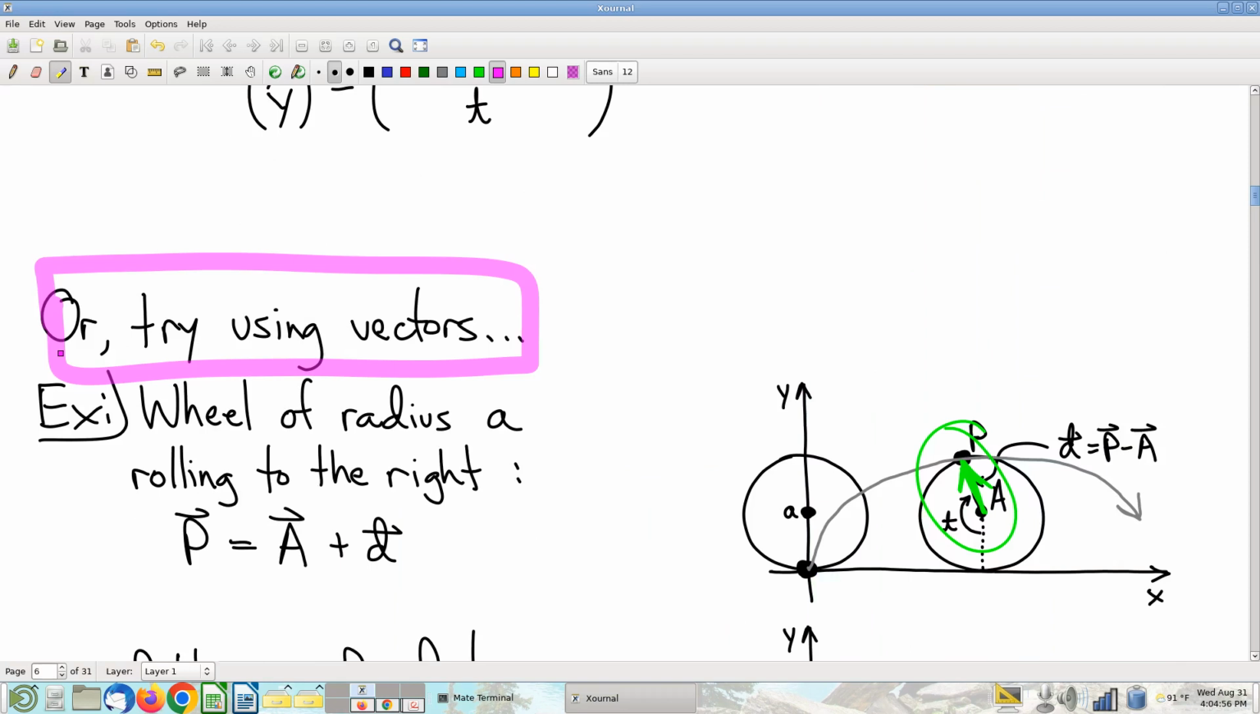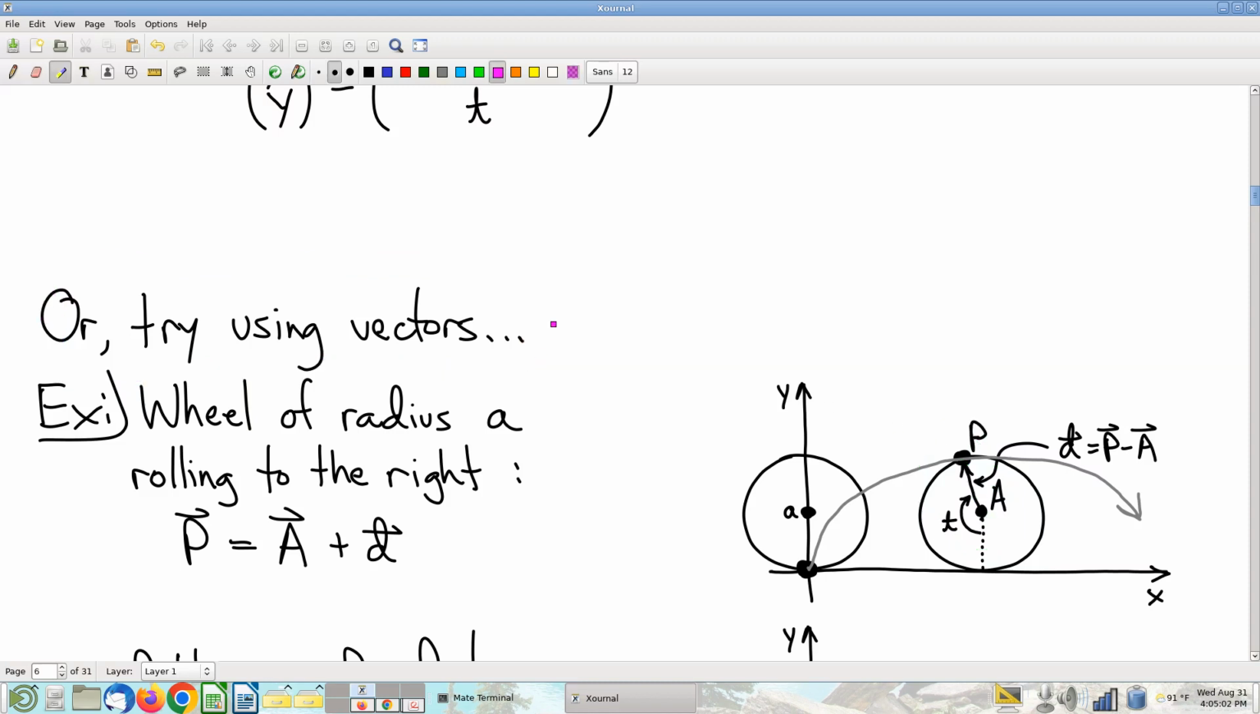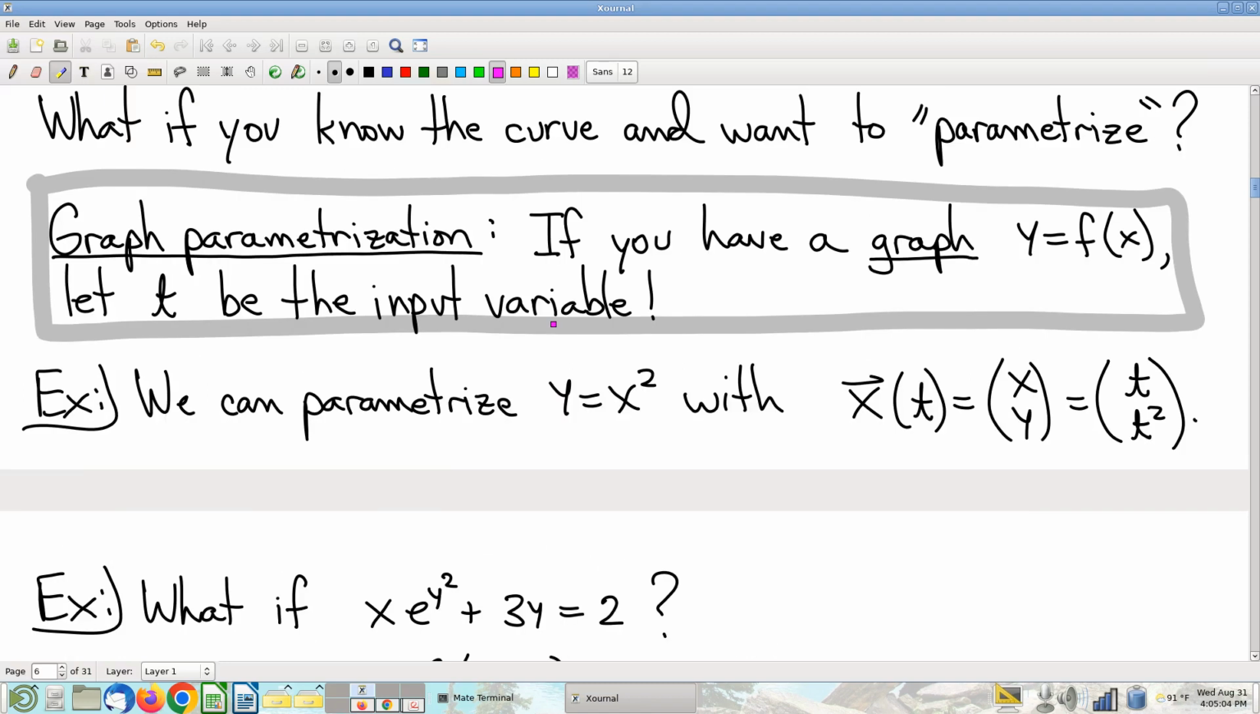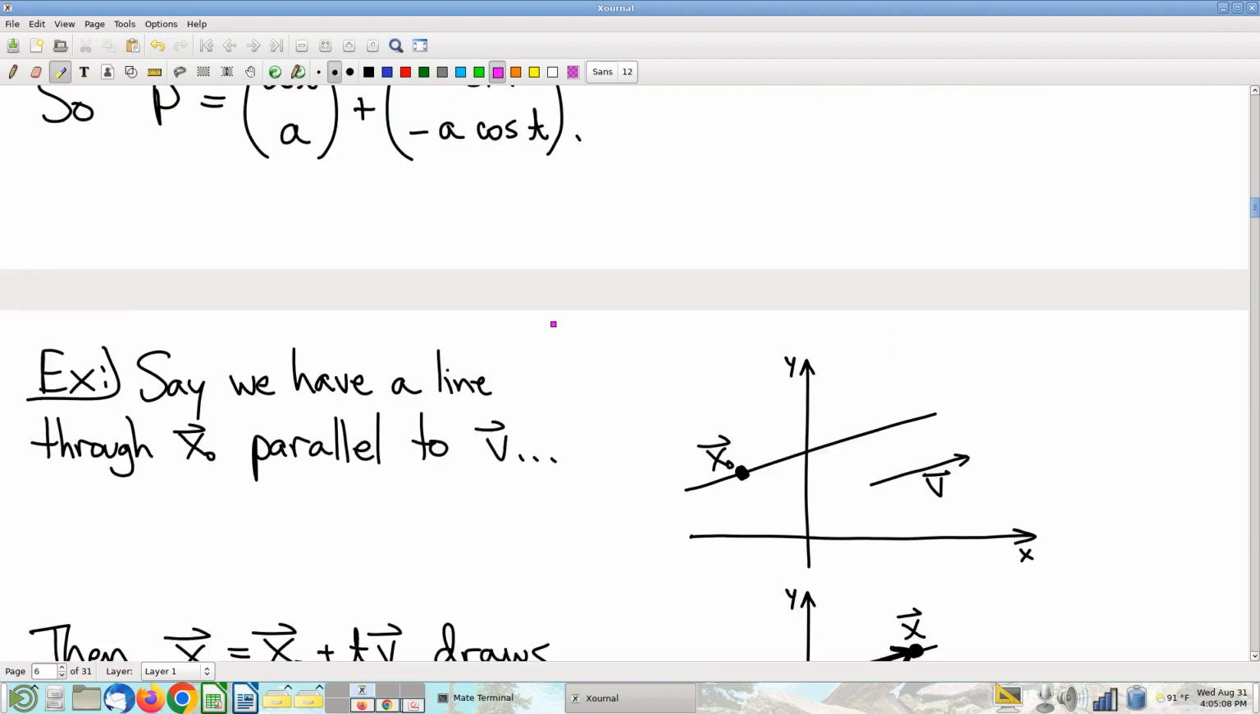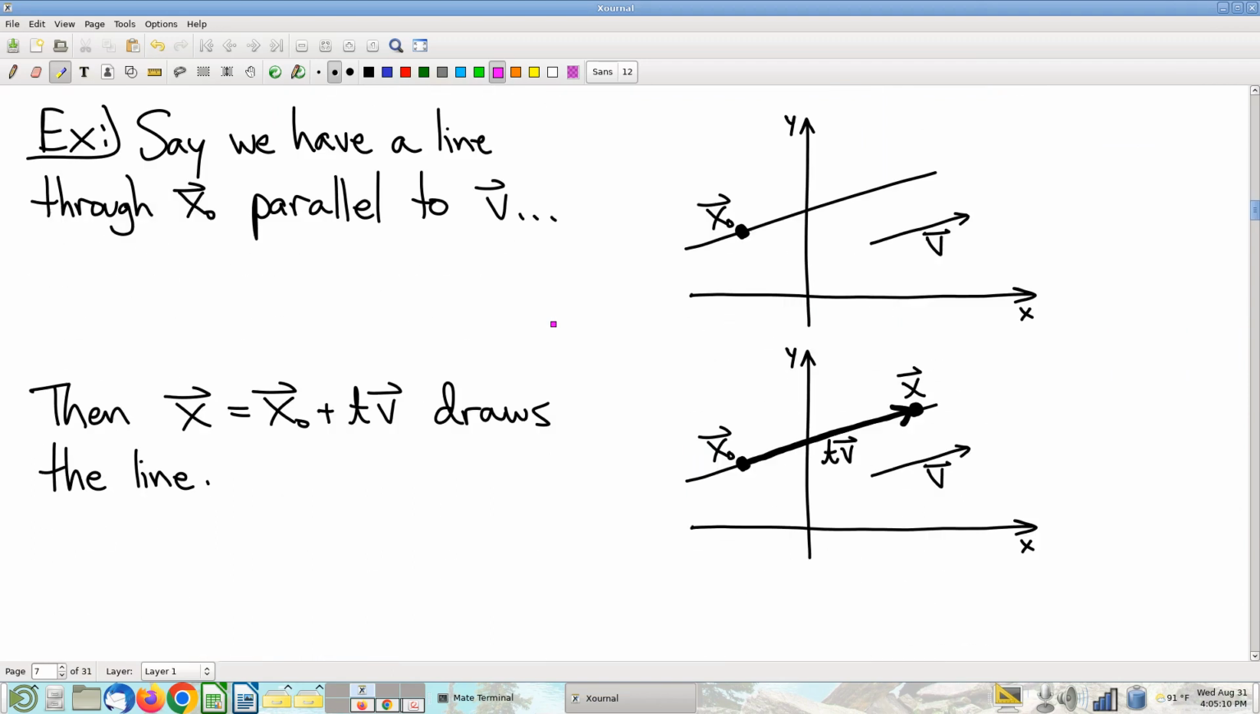Plenty often enough to make sure that you're comfortable with this strategy. But it's, again, not the only method. Sometimes you can use a graph parameterization. Sometimes you can use another method. Okay, here's another example. Parameterizing a line.